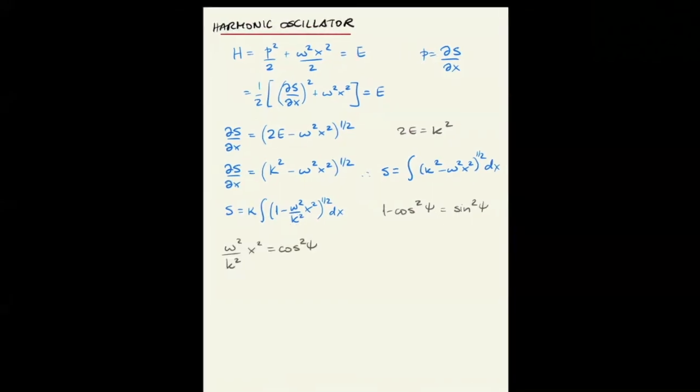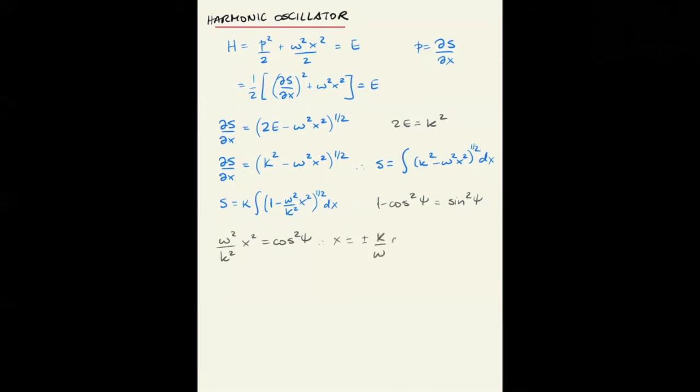So x itself is equal to plus or minus k over omega times cosine psi. Therefore, dx is equal to minus or plus k over omega sine psi d psi. So let's pick the negative so that all of the quantities are positive, and therefore the generating function becomes k times the integral of the square root of 1 minus cosine squared, so sine psi. Now substitute the dx by the plus k over omega sine psi d psi. So k squared over omega sine squared psi d psi.